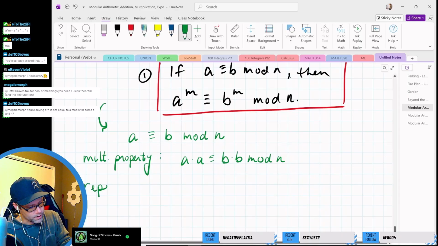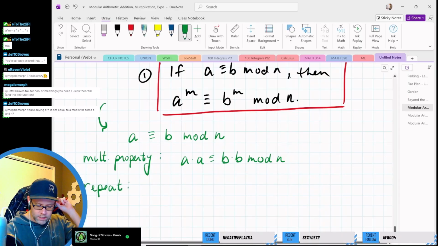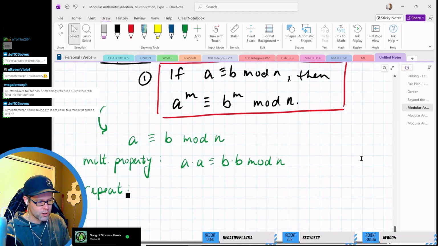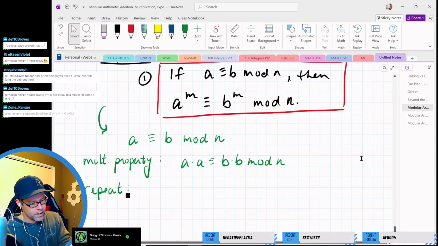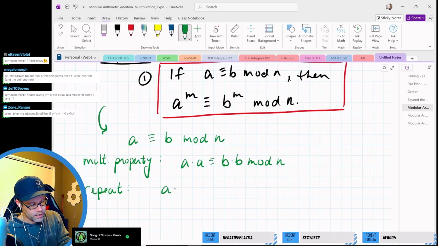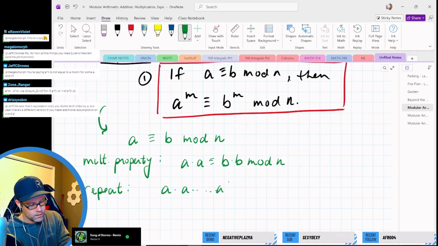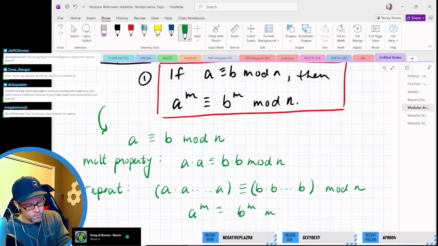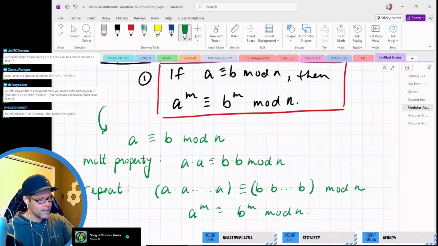So I think that's what we would effectively use induction for here, to make sure that this works up to m. But for the sake of understanding the intuition behind why this works, you just repeat this process. So you'll eventually get a times a m times, all of that congruent to b times b m times mod n. So just rinse and repeat, and now we have a brand new property. That's kind of fun. I like that.